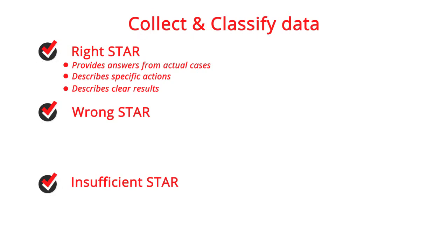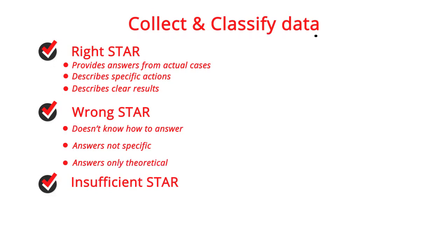When we say a candidate is a wrong star, what do we mean? It means that the candidate doesn't know how to answer the question, or the answers were not specific, very vague, or the answers were very theoretical, something they just read up. The third category is a candidate that we will give an insufficient star. That means that this candidate did not display a depth of knowledge, lacked knowledge, they lacked experience, and they lacked any results that they could talk about.